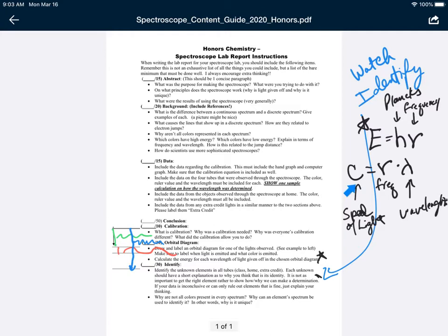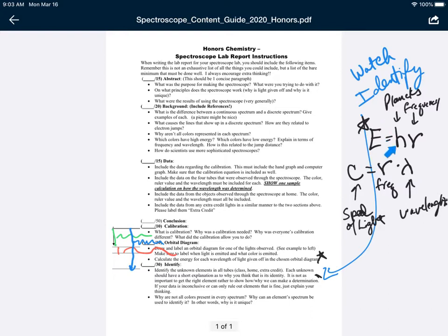Speed of light is a constant. The speed of light is always the speed of light. So you put your wavelength in here. You know that, so you solve for a frequency. And then that frequency comes up here. You know now the frequency, and you know Planck's constant because it's a constant. And then you can solve for the energy. So it's kind of a two-step process, but it's not terrible. It's just some dividing and multiplying.